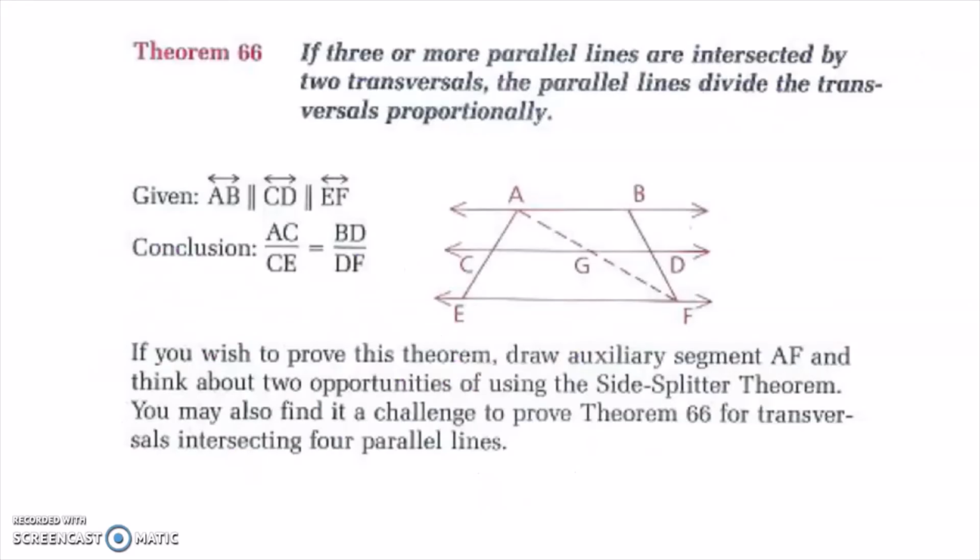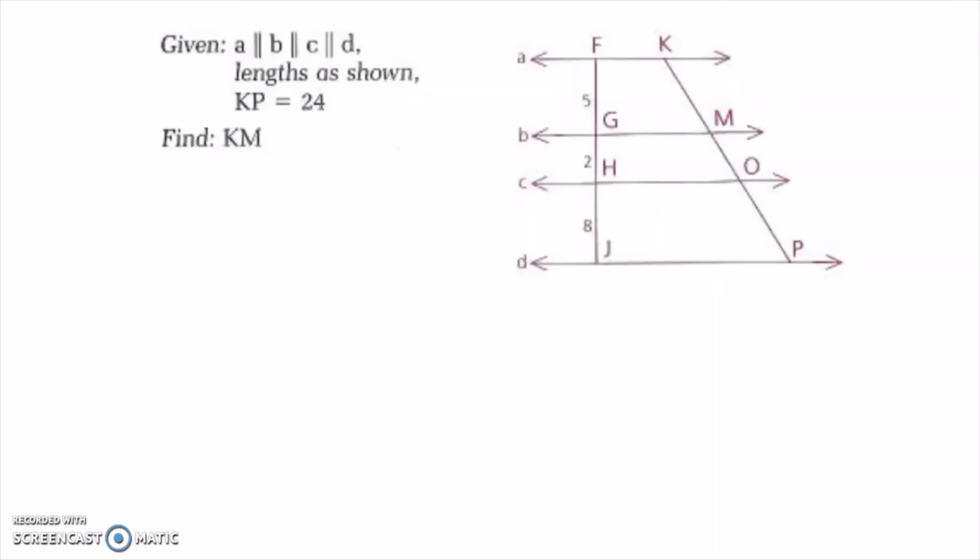The second of the 3 new theorems reads, if 3 or more parallel lines are intersected by 2 transversals, then the parallel lines divide the transversals proportionally. So this is merely a side splitter extension. All they've done is taken the original side splitter problem, which is in here, and extended the lines. Let's work through an example of the side splitter extension.